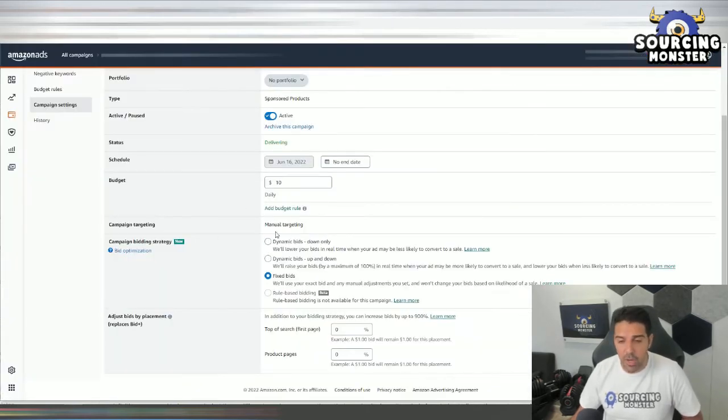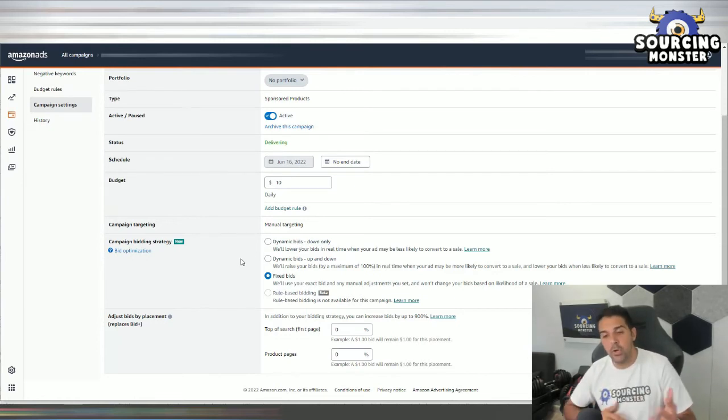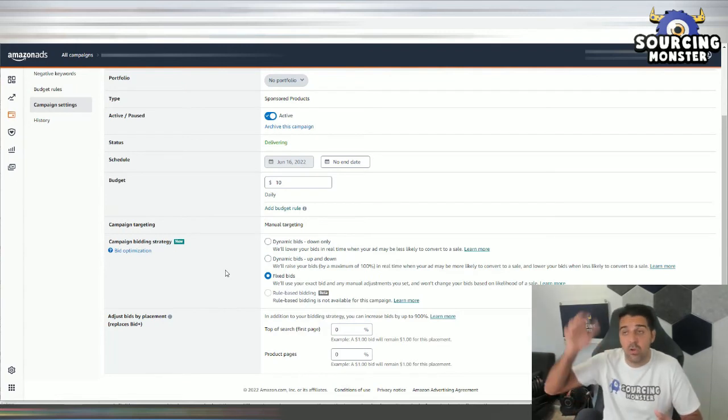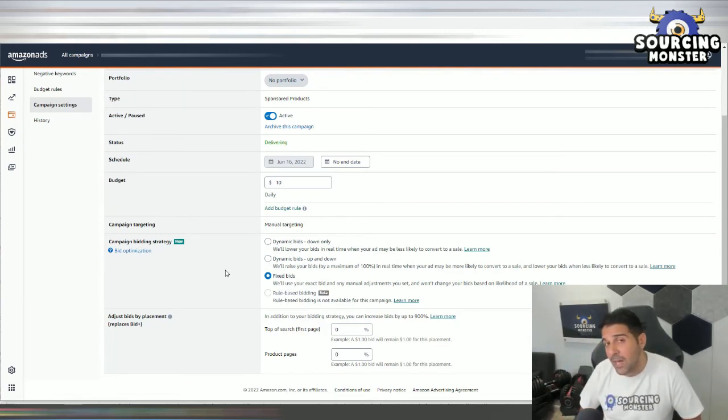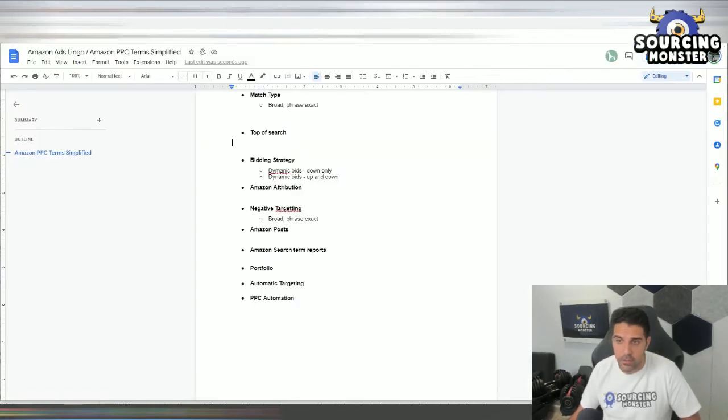So basically, if you go to campaign settings, you can choose the campaign bidding strategy. Fixed bids means that whatever the bid is, $1, that's the maximum amount that you can pay for a click. If you choose dynamic bids down only, it means that Amazon can decide for you how much to pay and bid. And if you choose up and down, again, you allow Amazon to choose, but it can also be above the $1 that you defined. It could be $2, but it can be up to 100% more.